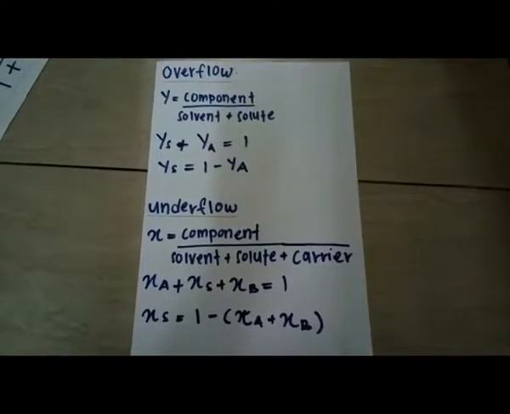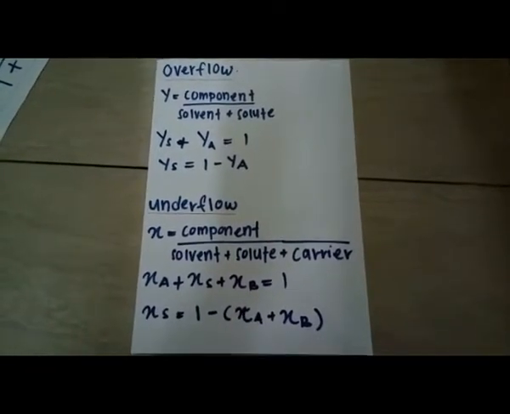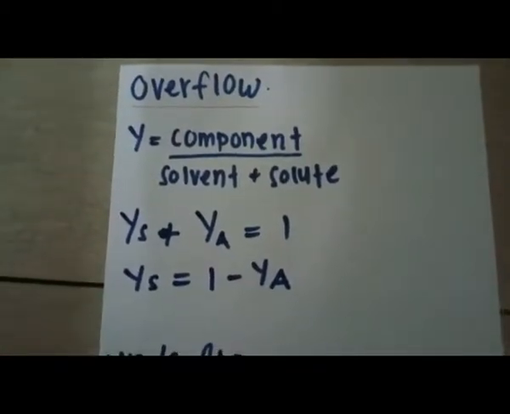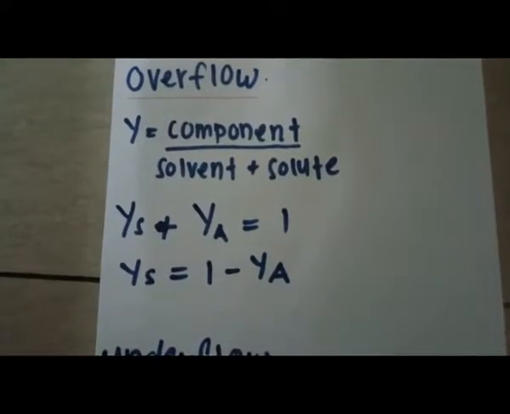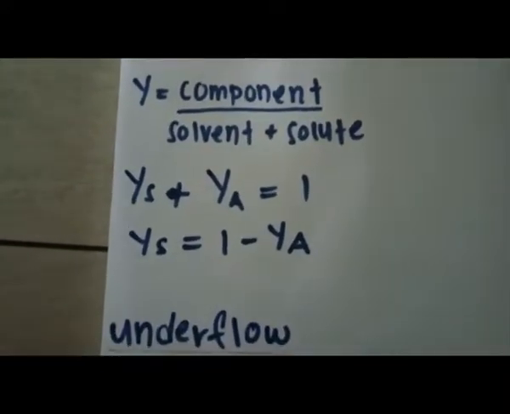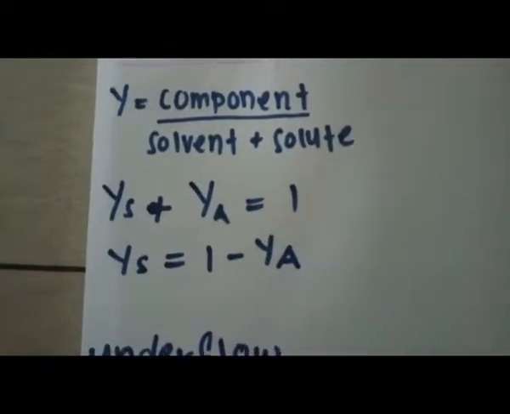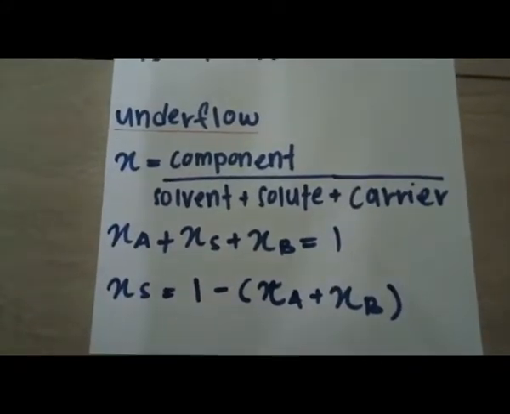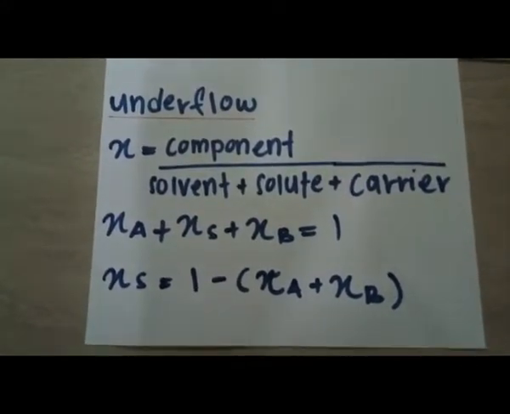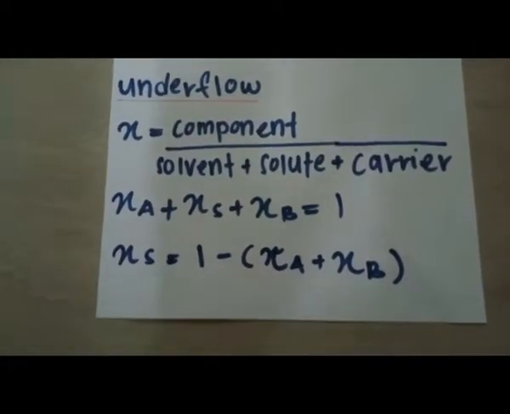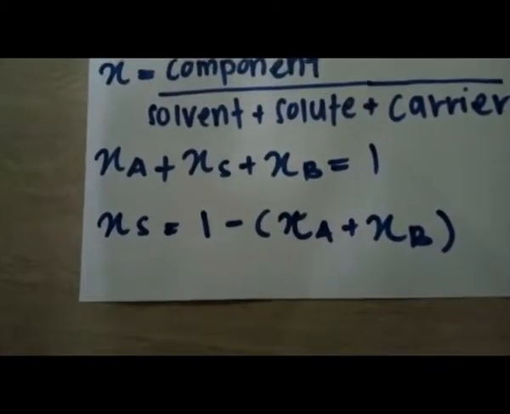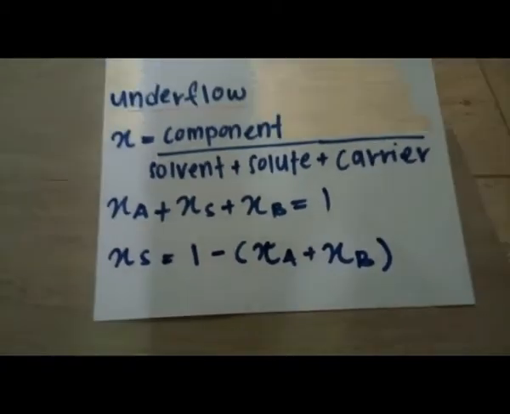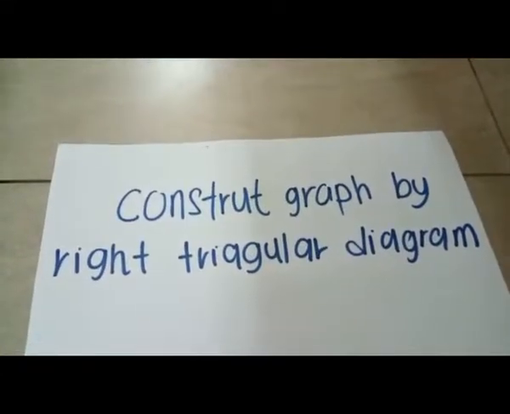Before you plot the graph, we have to find overflow and underflow. As you can see, this is the formula for overflow. Y equals component over solvent plus solute, and we want to find the Ys. How to find the Ys? 1 minus Ya. And this is the formula for underflow. The general formula is component over solvent plus solute plus carrier. This is also to find the SS, which is 1 minus SA plus SB.